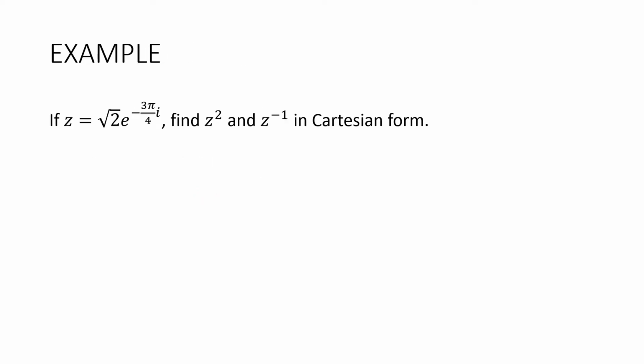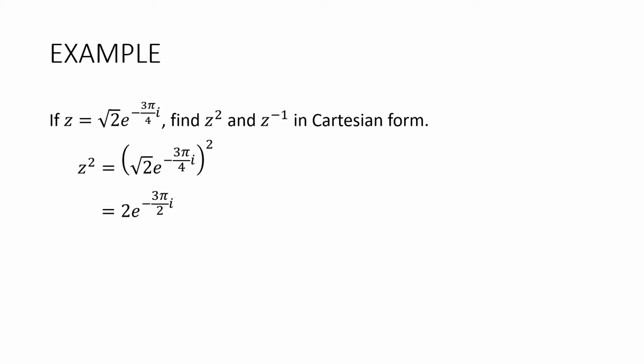Here's an example. If z is equal to root 2 e to the negative 3 pi on 4i, find z squared and z to the negative 1 in Cartesian form. All right, pretty easy. We're just going to square our complex number. Root 2 squared is 2. E to the negative 3 pi on 4i times 2 is negative 3 pi on 2i.